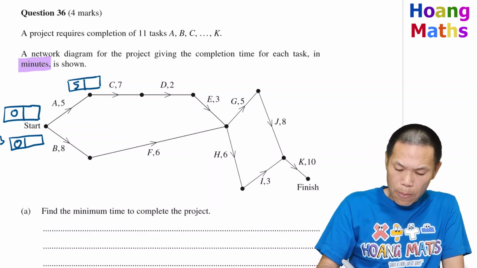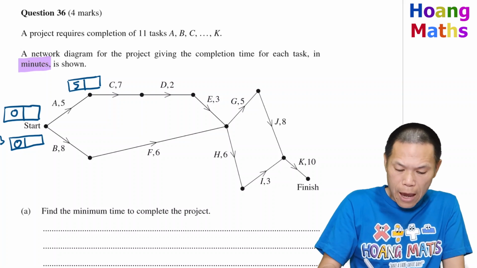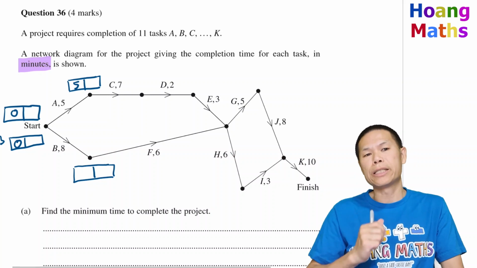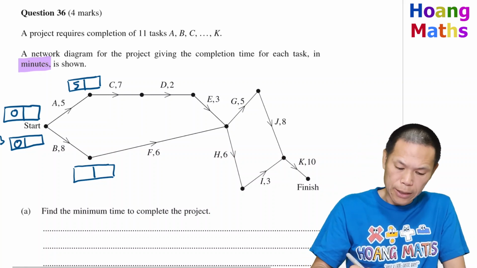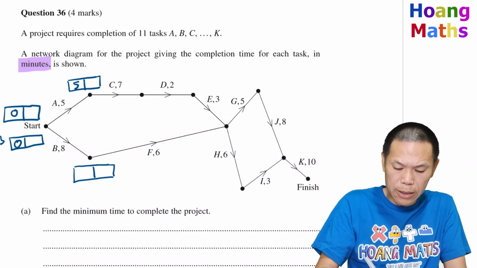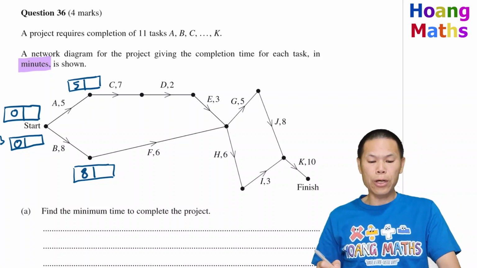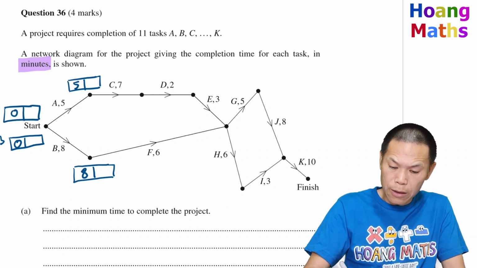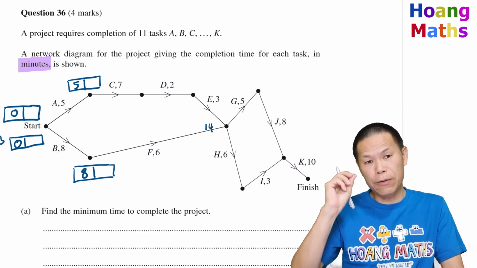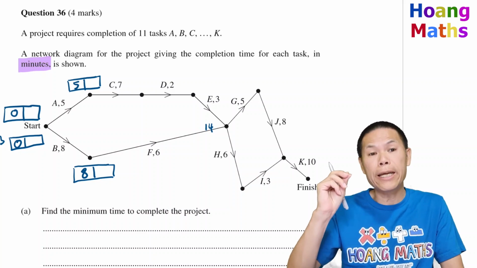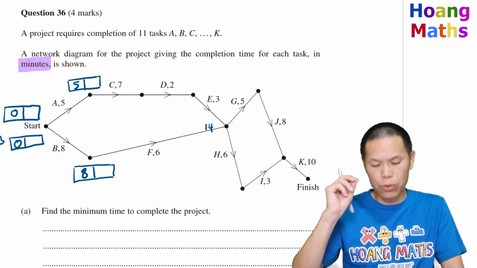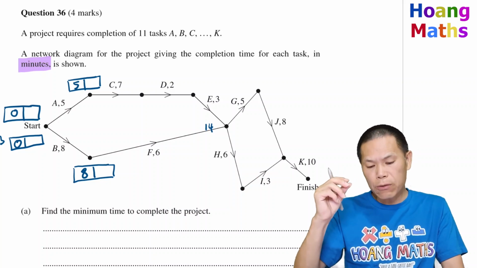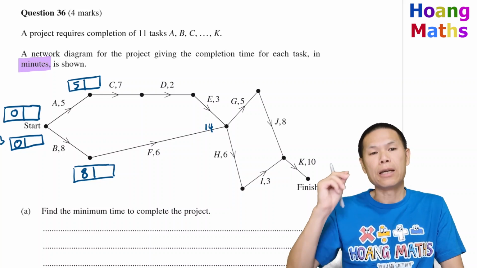For F, to start activity F, we need to complete activity B first. So the earliest time you can start on activity F is 8 minutes later, once you complete activity B. So now, 8 plus 6 is 14. To start activity H, we need to complete E and F first. To complete activity F, we need 14 minutes. But we need to work out the time to complete activity E.